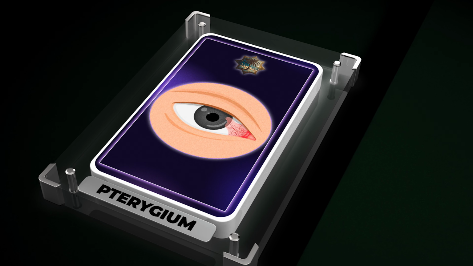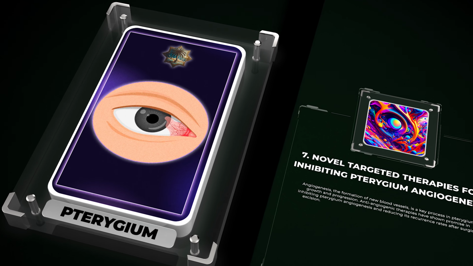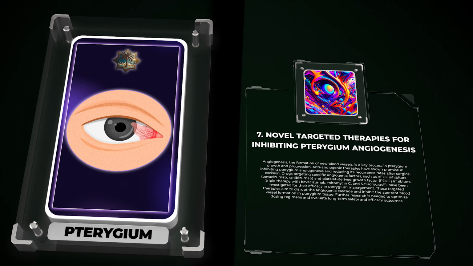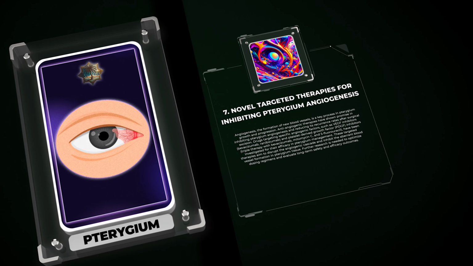Angiogenesis, the formation of new blood vessels, is a key process in pterygium growth and progression. Anti-angiogenic therapies have shown promise in inhibiting pterygium angiogenesis and reducing its recurrence rates after surgical excision.